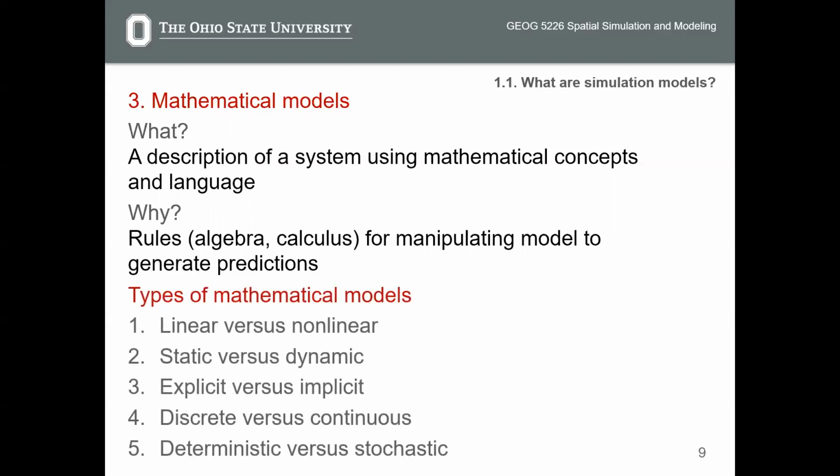And yeah, there are also different subtypes of mathematical models, because a mathematical model is a type of model. Under this type, there are several subtypes, okay? Linear versus nonlinear models, static versus dynamic, explicit versus implicit, discrete versus continuous models, and deterministic models versus stochastic or random models. Okay, again, let's see some examples.